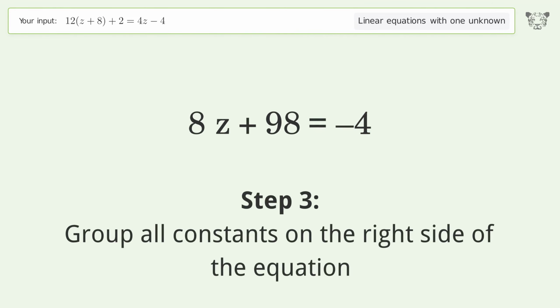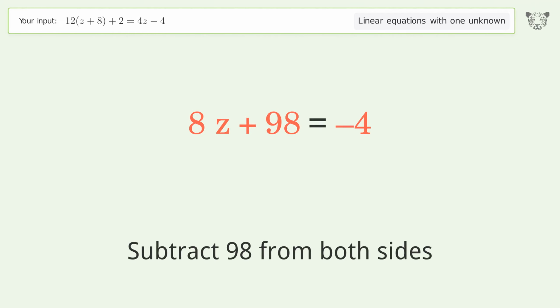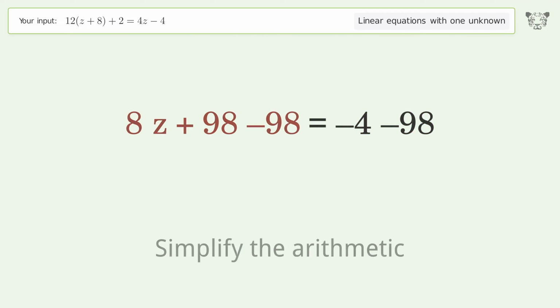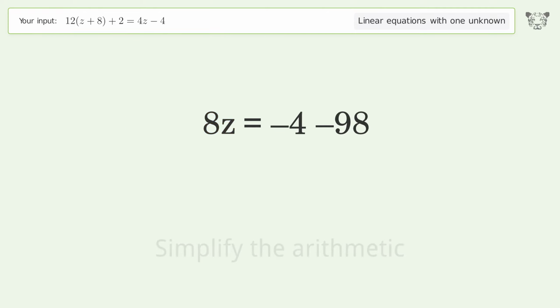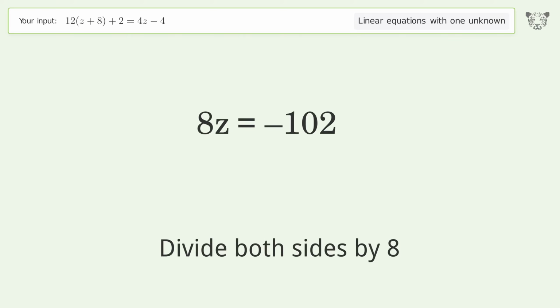Group all constants on the right side of the equation. Subtract 98 from both sides. Simplify the arithmetic. Isolate the z. Divide both sides by 8.